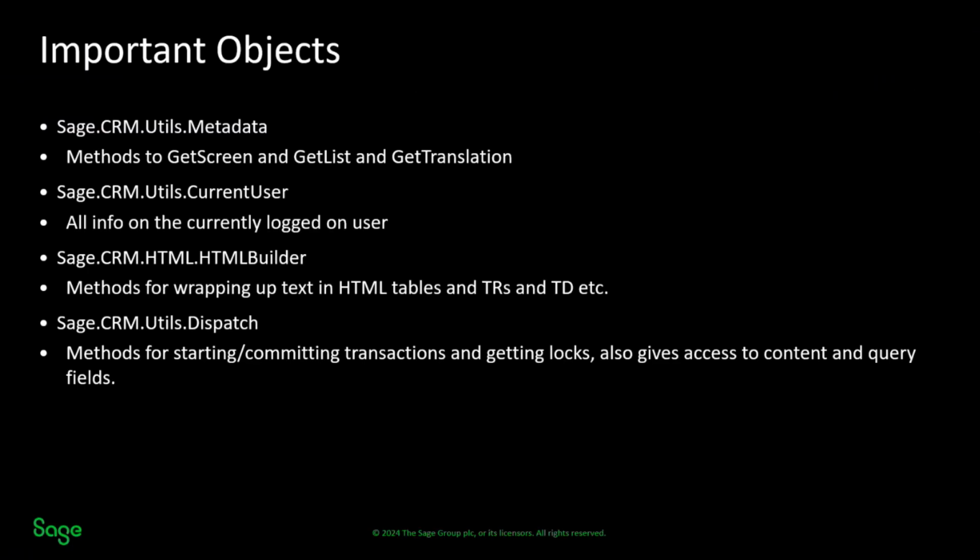So there are other methods that we're looking at, there are other things that we're using, talking about the different namespaces that we have. We're able to get hold of metadata, we're able to get hold of get screen, get list, get translation. We're able to get hold of information through the utils namespace for the current user. We're able to start assembling HTML strings. We want to do all these different things, including the handling of committing transactions or redirecting or working with locks or whatever we want to be able to do.